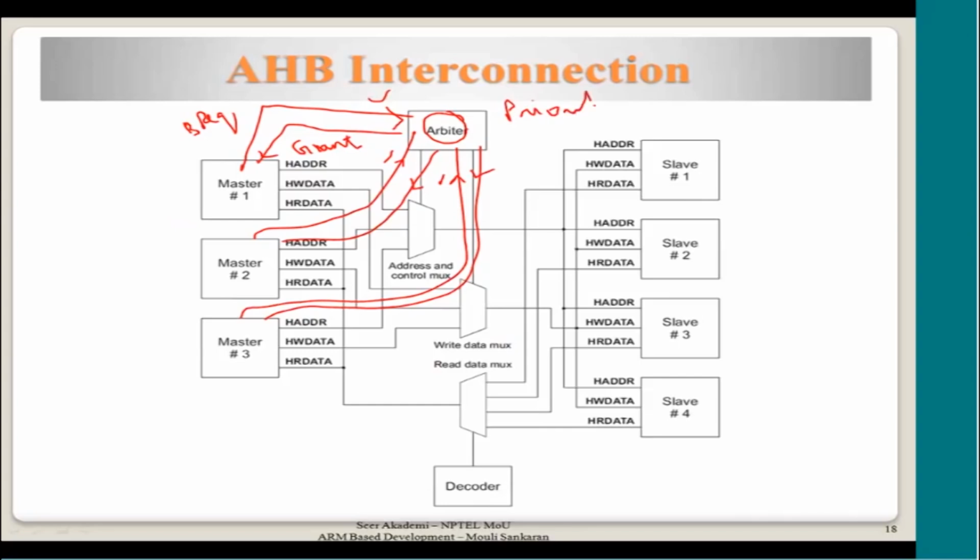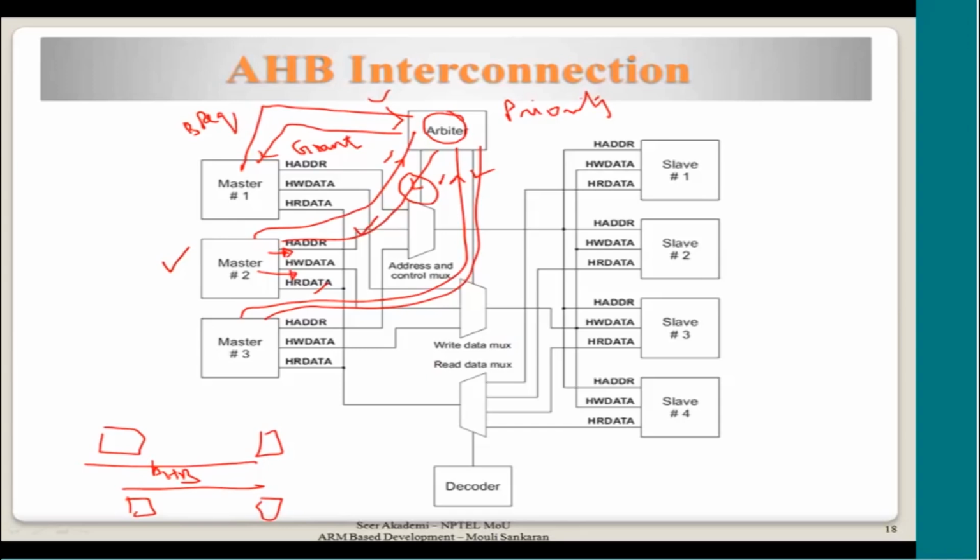And then it gives access to one of the masters. So grant will be only one. Maybe it has chosen this one, then only one master will get the grant, and then the master will drive the address or data based on whether it is a write cycle, or maybe it will wait for the data if it is a read cycle. So this is how the AHB bus is connected to by different masters, which communicate over it with the different slaves in the system.